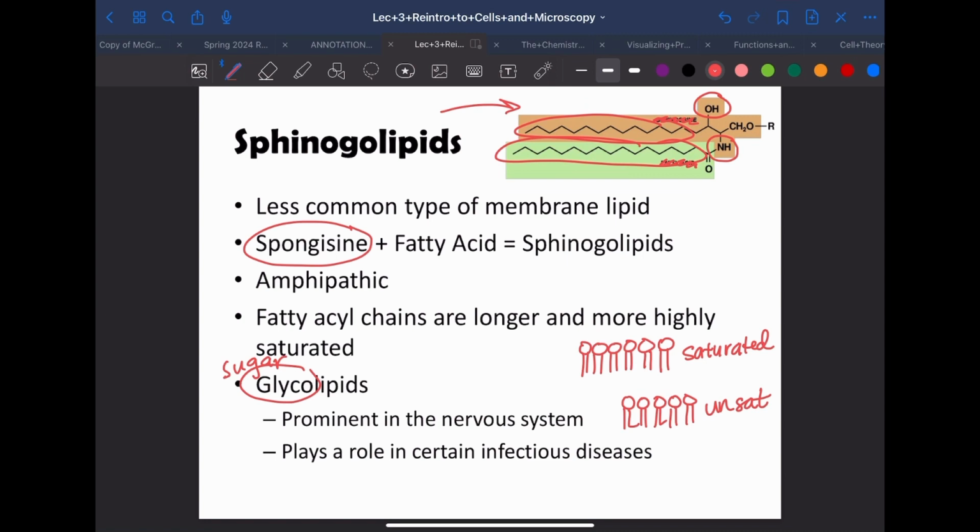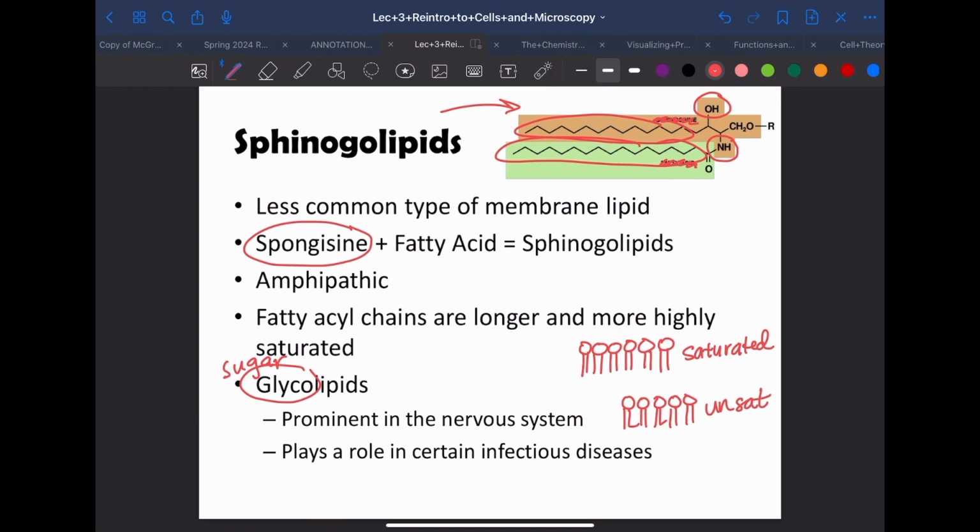But glycolipids are prominent in the nervous system and play a role in certain infectious diseases, right? So you do have glycolipids sticking out of your membrane sometimes, but it is more common in the nerve cells, not really in other body cells, right?